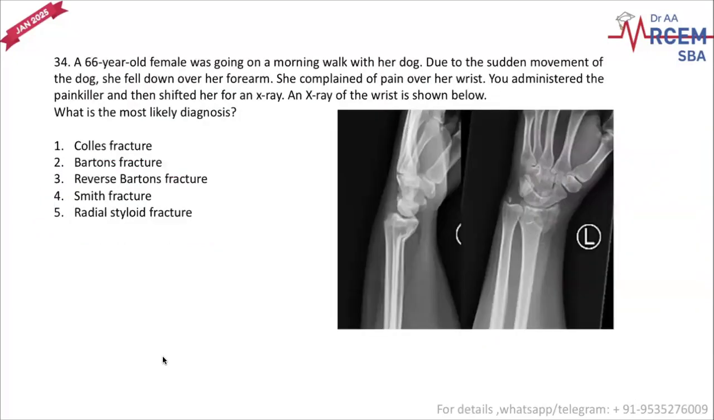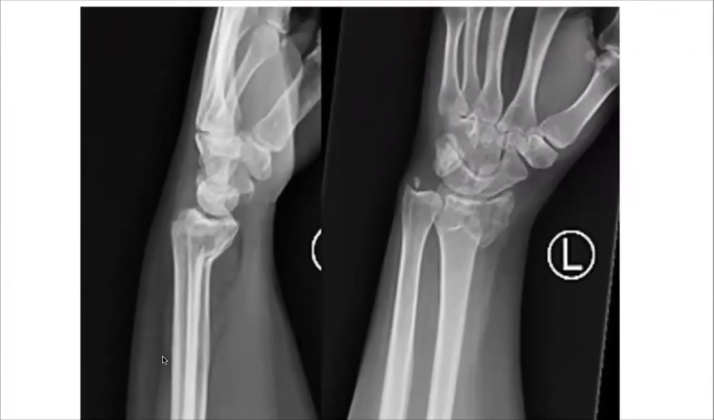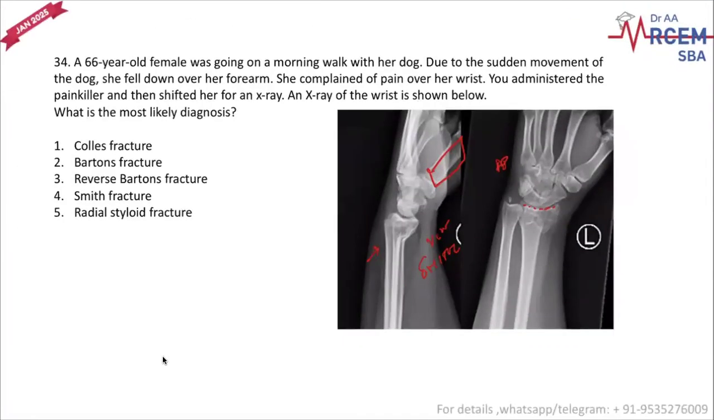A 66 years old female was going on a morning walk and has fallen down. The X-ray is given and they are asking what is the diagnosis. In the X-ray, first we always look at the AP view to look at the articular surface. The articular surface is intact, so it is not a Barton fracture. Either a Smith fracture or a Colles fracture is suspected. Then we look at the lateral view. Displacement is towards the thumb side, that is, the ventral surface is displaced. So it is a Smith fracture. The right diagnosis here is the Smith fracture.